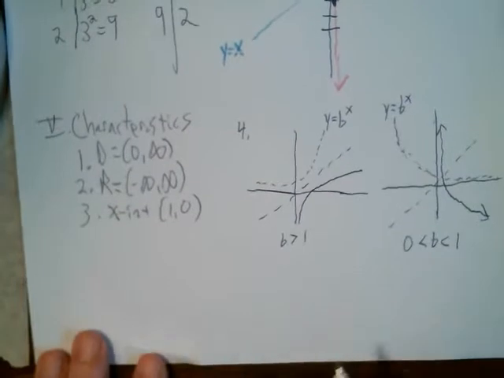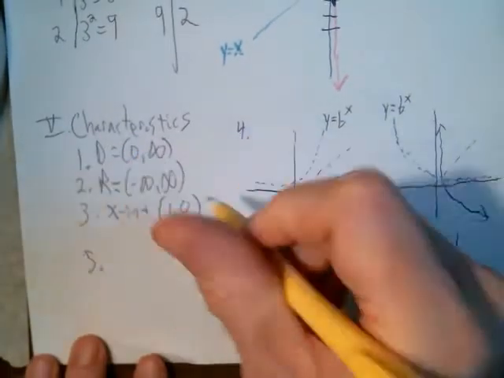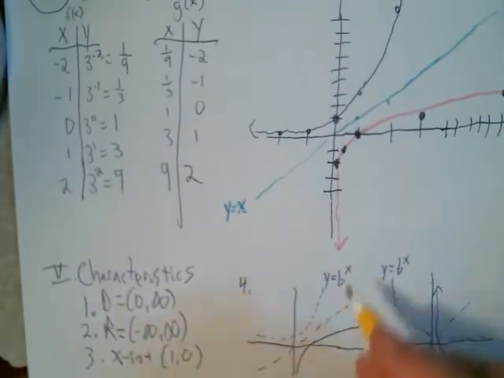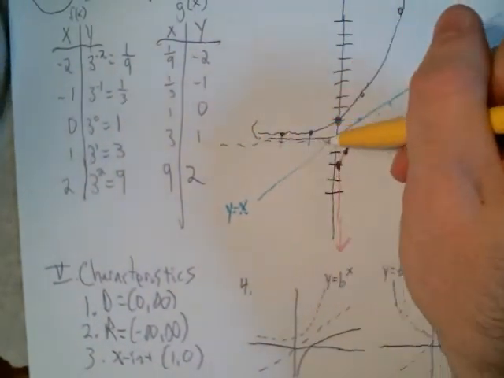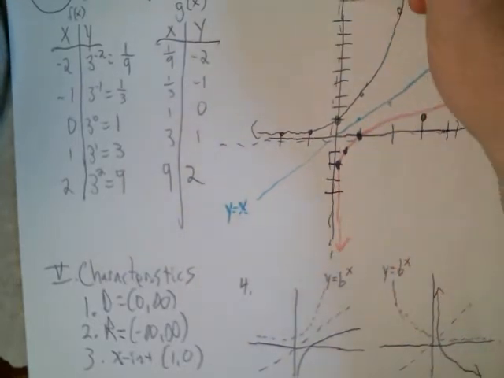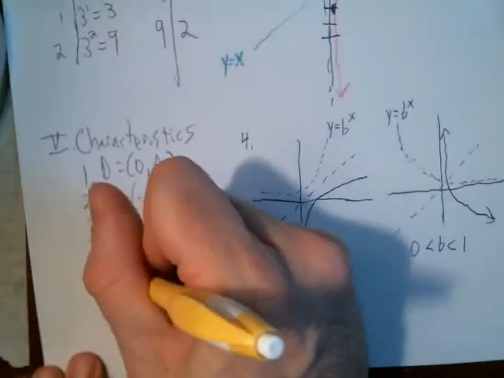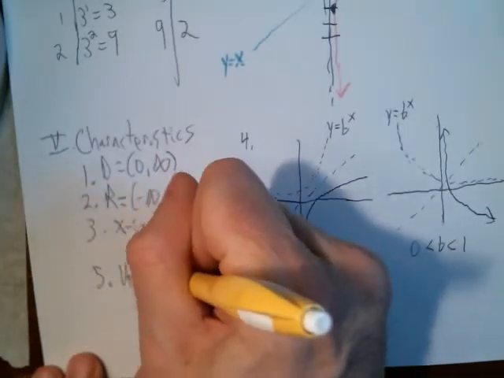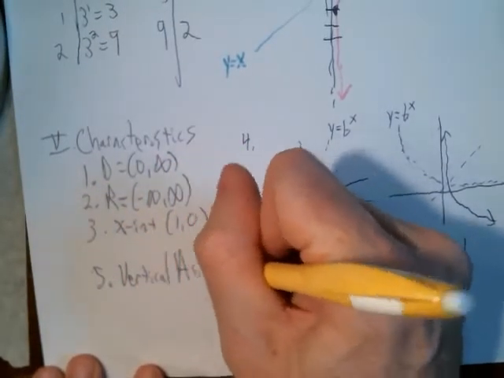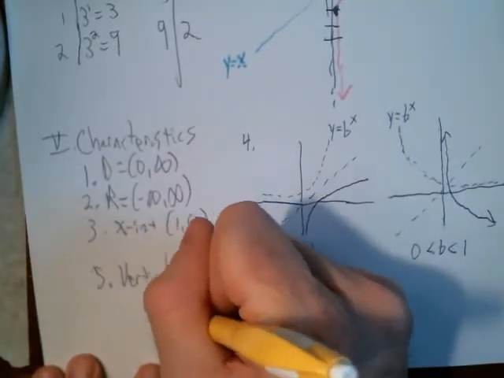Okay. There's a vertical asymptote now instead of the horizontal asymptote. The horizontal asymptote for the exponential function is y equals 0, and the vertical asymptote for the logarithm function is x equals 0. So we have a vertical asymptote, x equals 0.